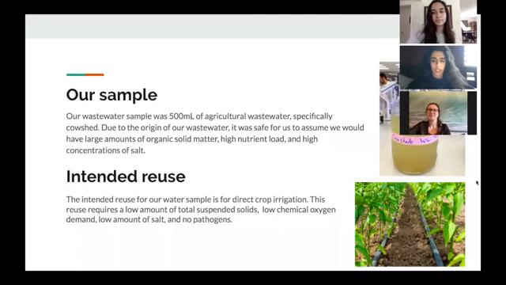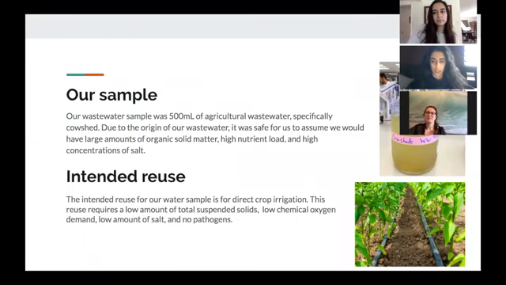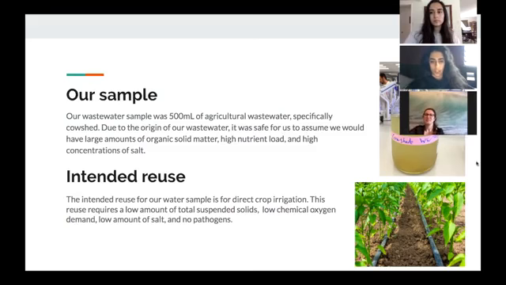So the sample we received was 500 milliliters of agricultural wastewater, specifically cowshed wastewater, as you can see on the left of the slide. Due to the origin of our wastewater, it was safe for us to assume that the sample would have large amounts of organic solid matter, high nutrient load such as ammonium and phosphate, and high concentrations of salt. The intended reuse for our wastewater sample was for direct crop irrigation. This reuse requires a low amount of total suspended solids, low chemical oxygen demand, a low amount of salt, and no pathogens.